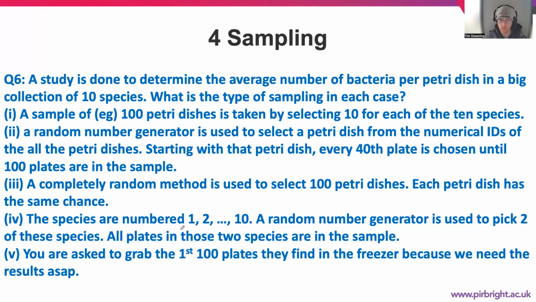Four, the species are numbered 1 to 10. Remember, we had 10 species at the start. And a random number generator is used to pick 2 of these species. All the plates in these 2 species are in the sample. And then finally, number 5, you're asked to grab the first 100 plates that you find in the freezer because we need the results ASAP.